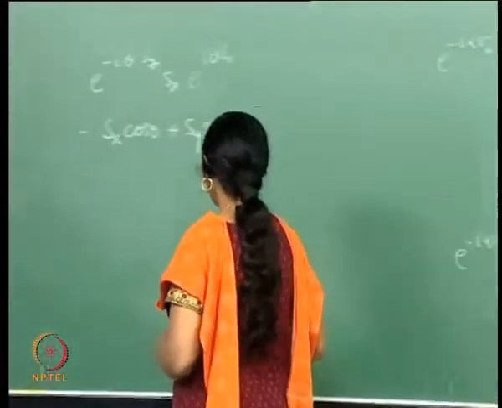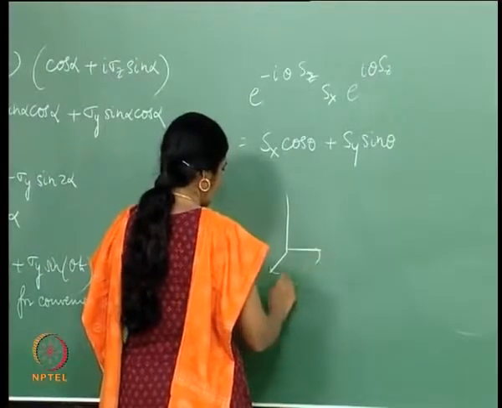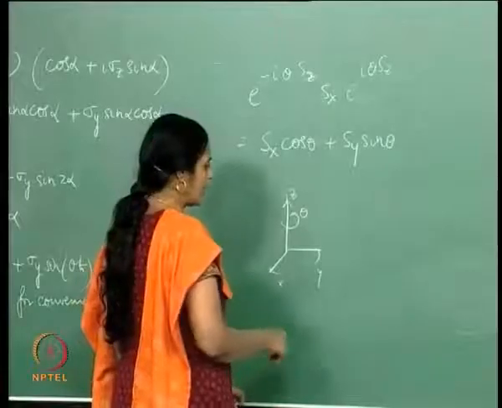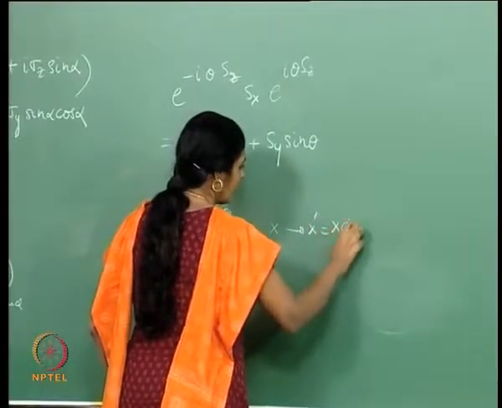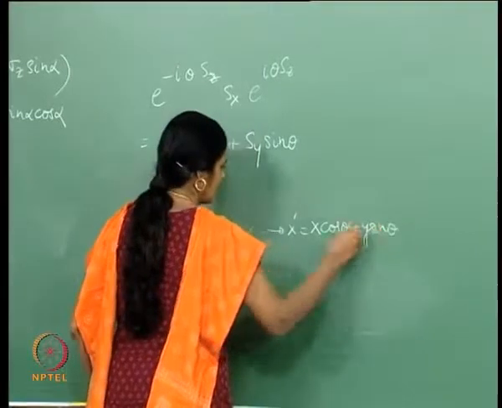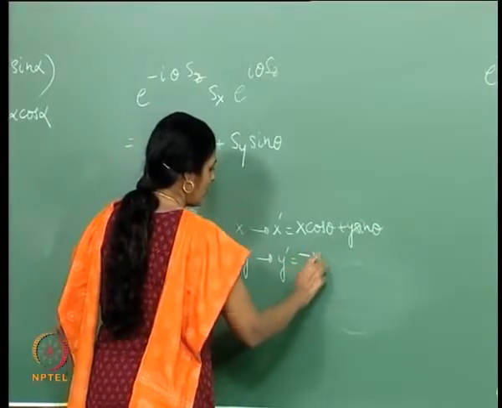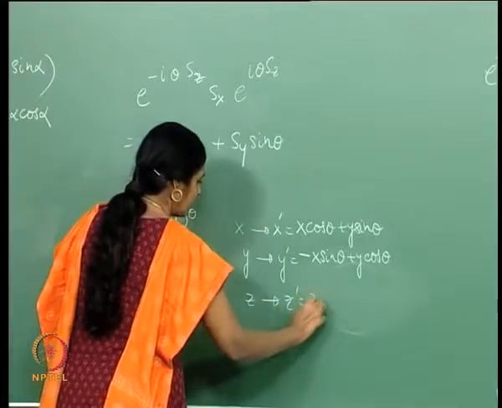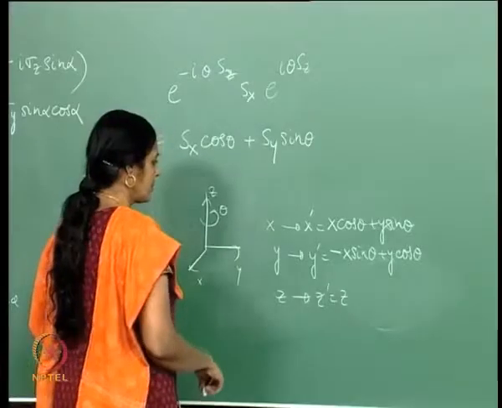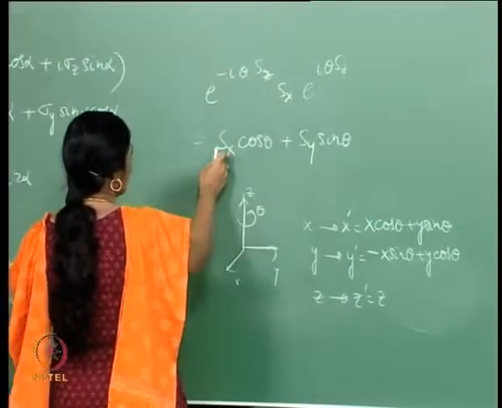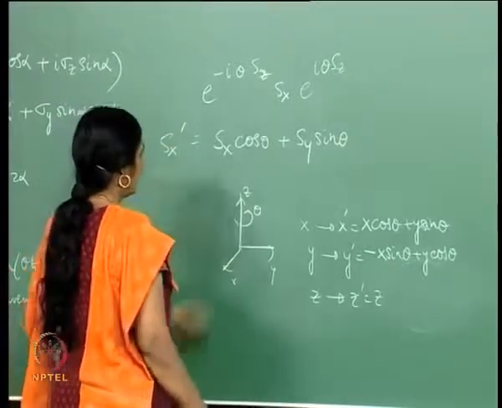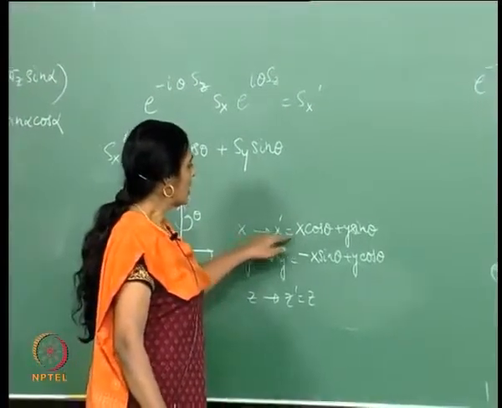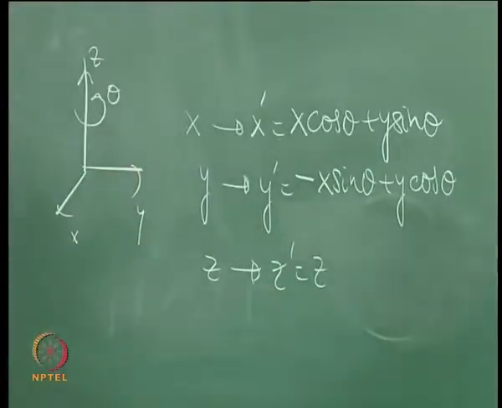You will recall that if we have axes x, y and z and a rotation were performed about the z axis by an angle theta, x goes to x prime, which is x cos theta plus y sin theta, y goes to y prime, which is minus x sin theta plus y cos theta, and z itself does not change. The manner in which Sx has transformed under this transformation is simply reminiscent of the manner in which x transforms under rotations by an angle theta about the z axis.